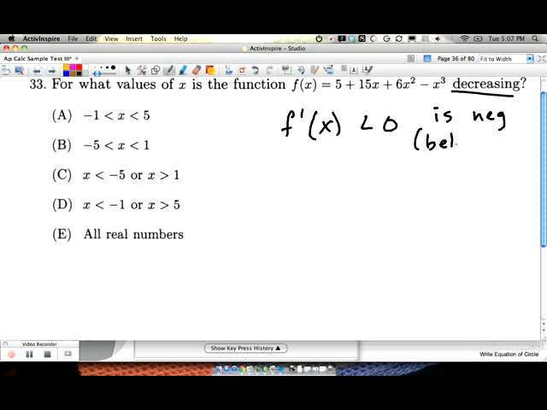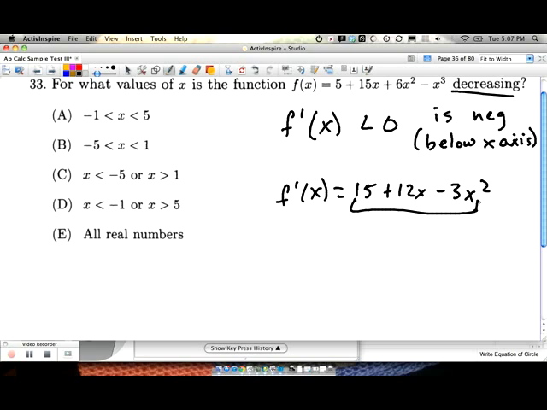Visually, that means it's below the x-axis. So if I have the derivative and just graph it, all I have to do is look at when it is below the x-axis. This is a simple polynomial. It's always continuous, therefore always differentiable. The derivative of the first term is 0, of the second term is 15, the third term is plus 12x. We bring down the 2 to multiply by 6. Then we have minus 3x squared. This is my derivative. Let's graph this derivative.